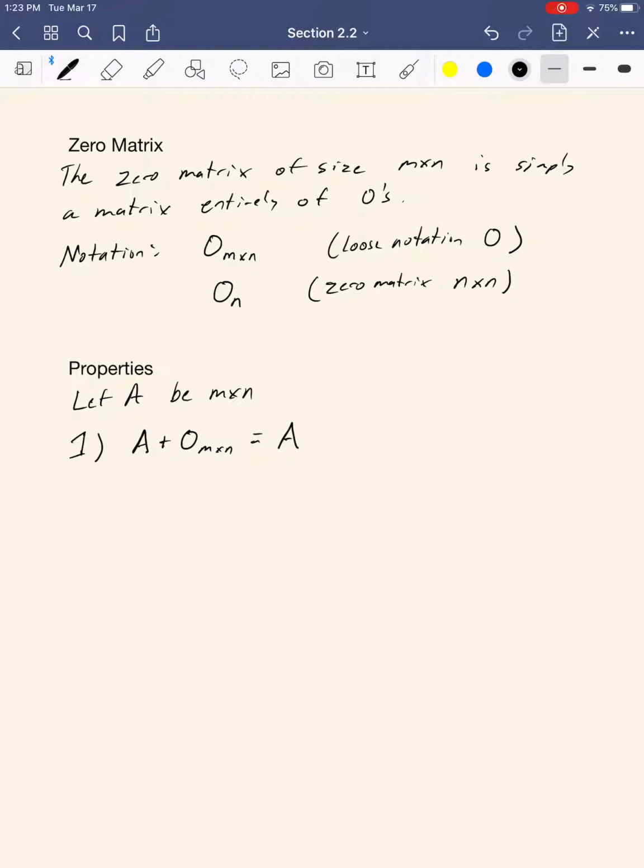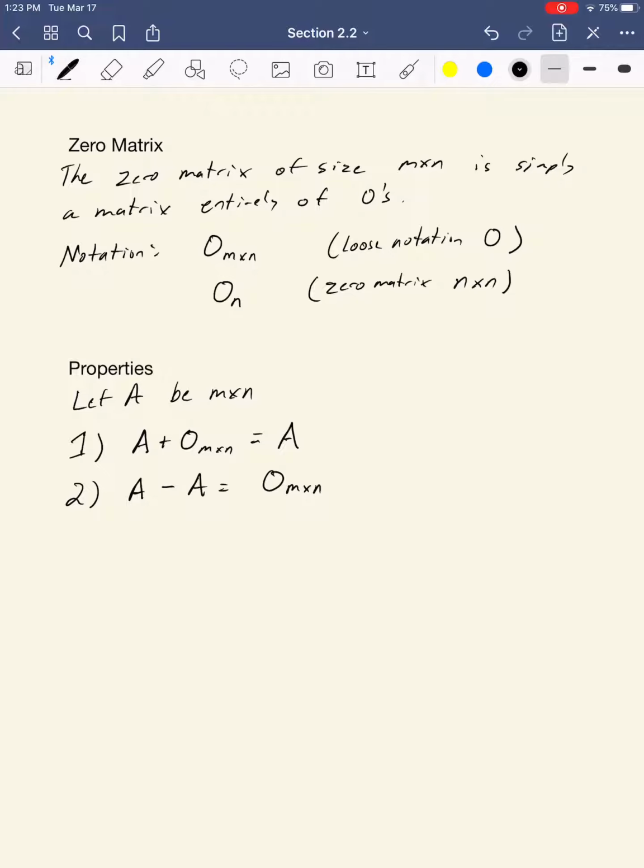So in other words, the zero matrix serves as the number 0 would do, meaning that adding it doesn't change anything. The second property is that if you take A and you subtract it from itself, you will get that zero matrix of the appropriate size.